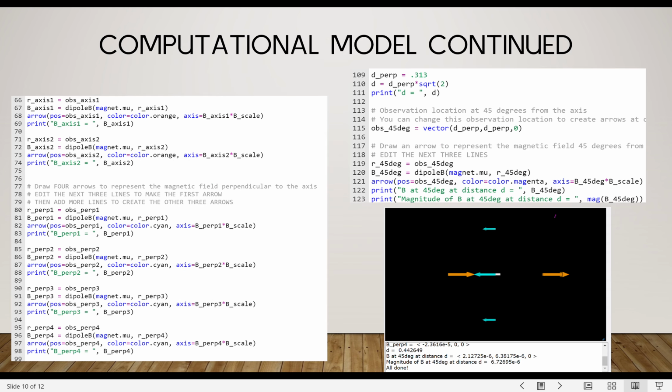Computational model continued. In this continuation of the computational model, we added more features such as visualizing the field at 45 degrees from the axis. This gives a more complete view of the magnetic field distribution. The final simulation outputs confirm our experimental data, aligning well with both the theoretical and observed results.